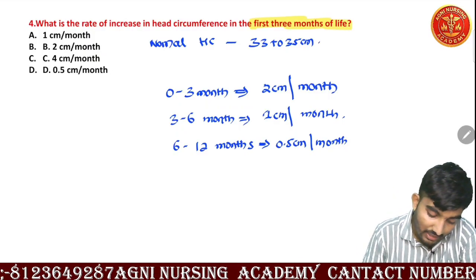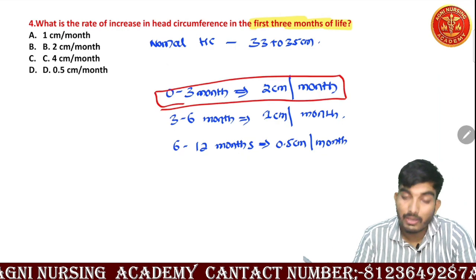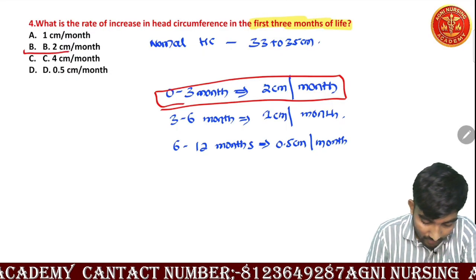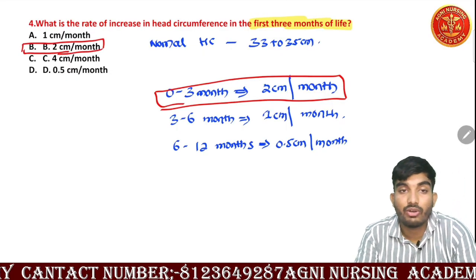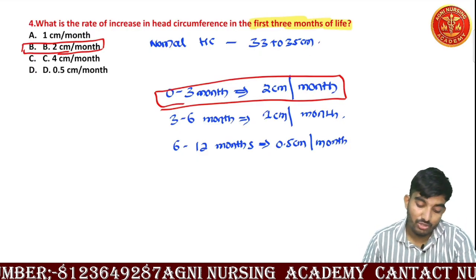Here is the answer. What I told you, in the first 3 months it is 2 centimeters per month. In our options, option B is the correct answer for this question. It is 2 centimeters per month. We'll see the next question.